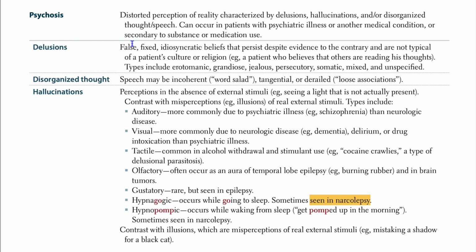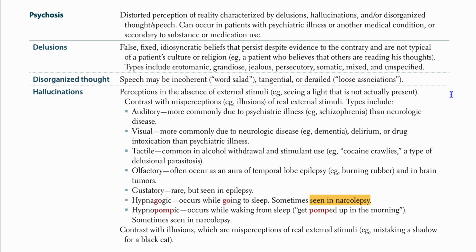Okay, so delusions. They are false, fixed, idiosyncratic beliefs that persist despite evidence to the contrary and are not typical of a patient's culture or religion. For example, a patient who believes that others are reading his thoughts. But a patient who thinks that God comes in their dreams and tells them to do some things, that can't be called a delusion, because that can happen in their religion and it's a cultural thing, so that wouldn't be called a delusion. Types include erotomanic, grandiose, jealousy, persecutory, somatic, mixed, and unspecified.